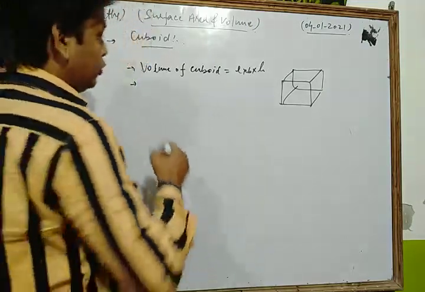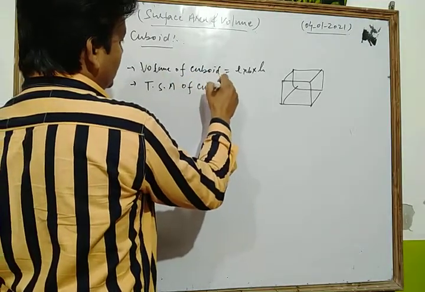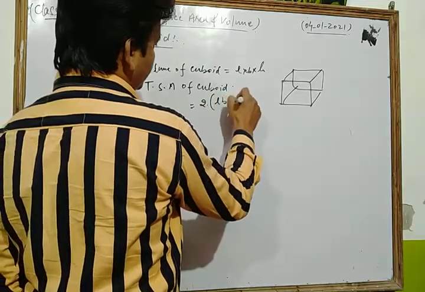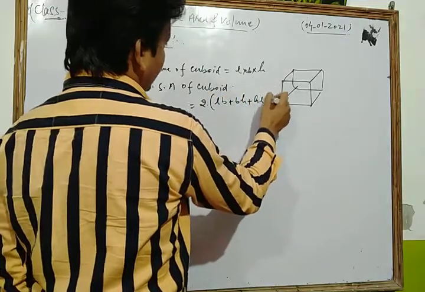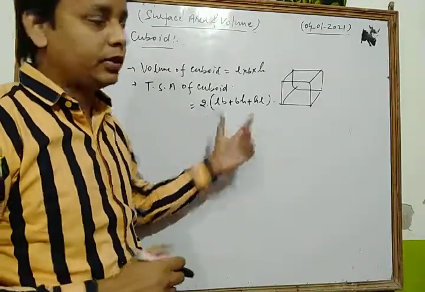Total surface area of the cuboid. The total surface area of a cuboid is 2 times (length into breadth plus breadth into height plus height into length). This is the formula for the total surface area of the cuboid.